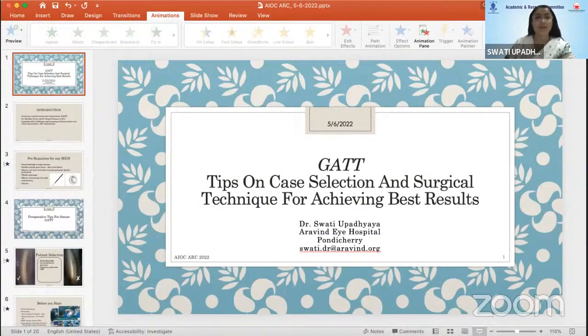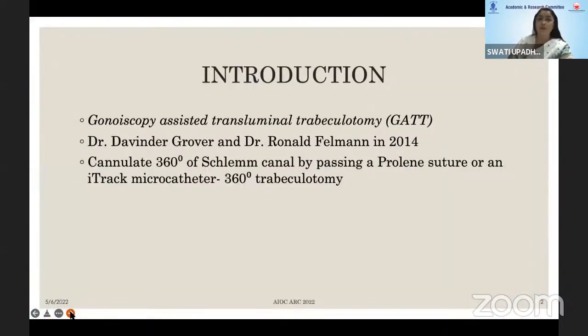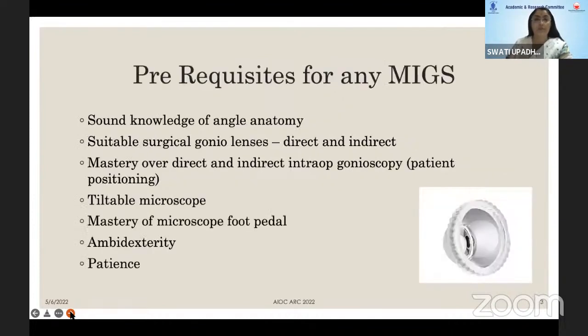I hope my slides are visible. Yes. So I'll be talking on tips on case selection and surgical technique for achieving best results. As we all know, gonioscopy-assisted transluminal trabeculotomy is the brainchild of Dr. Davinder Grover and Dr. Ronald Feldman, and they came up with this technique in 2014, which involves cannulating 360 degrees of the Schlemm's canal by passing a Prolene suture or an iTrack microcatheter, creating a 360 degrees trabeculotomy.